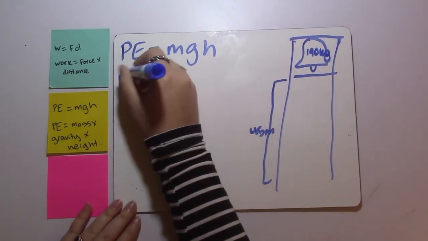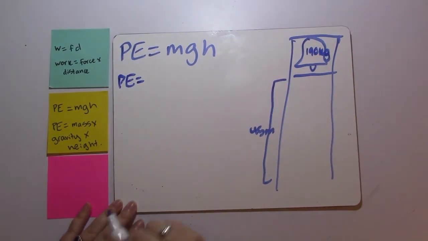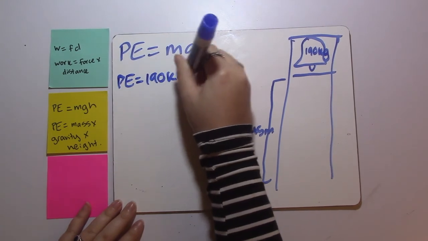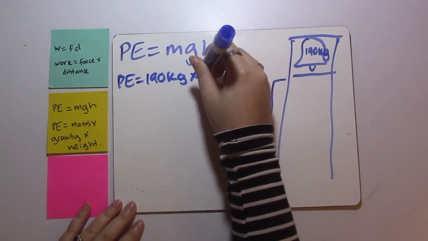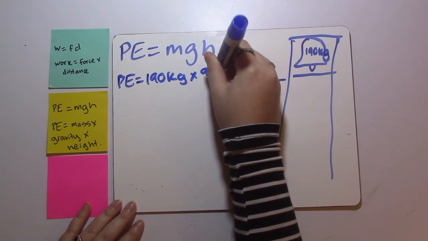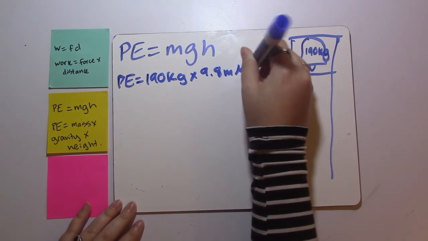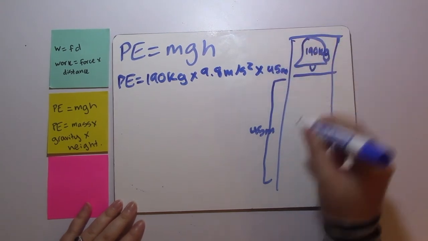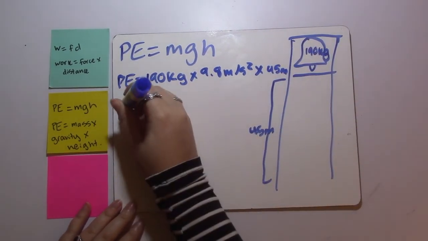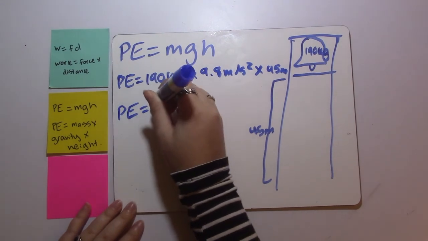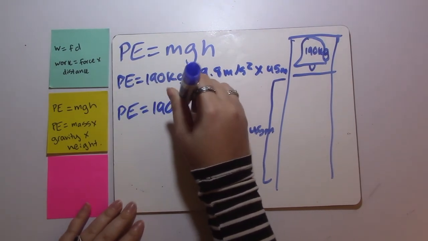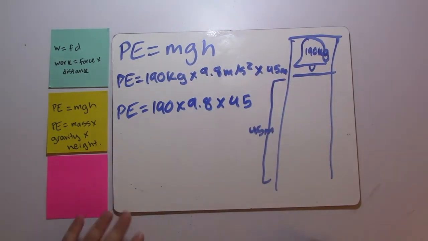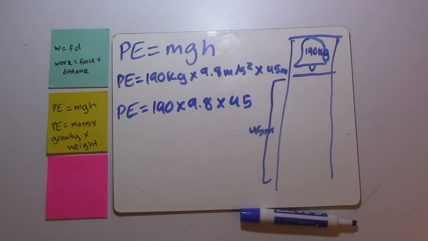So PE equals mass, which is 190 kilograms, times gravity, which is 9.8 meters per second squared, times 45 meters, which is our height. So if you want to see that a little bit more clearly without those units, we're calculating 190 times 9.8 times 45. Take a second to figure that out on your calculator.